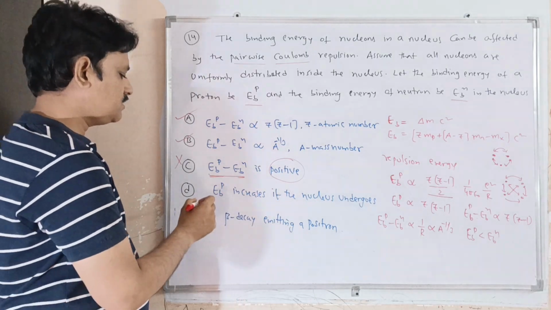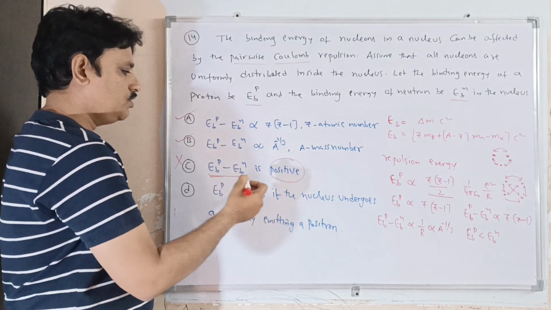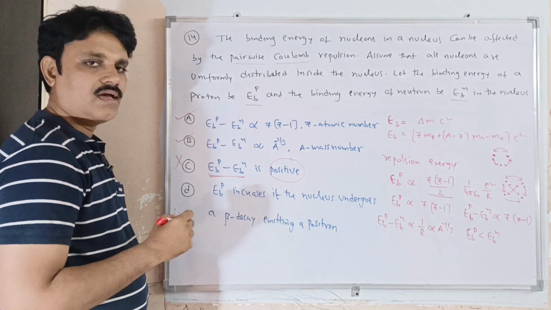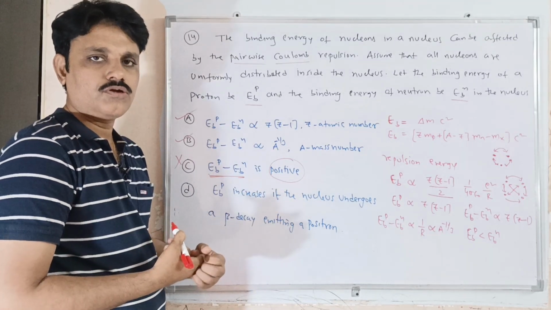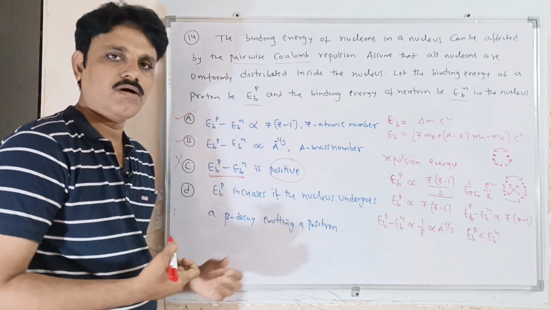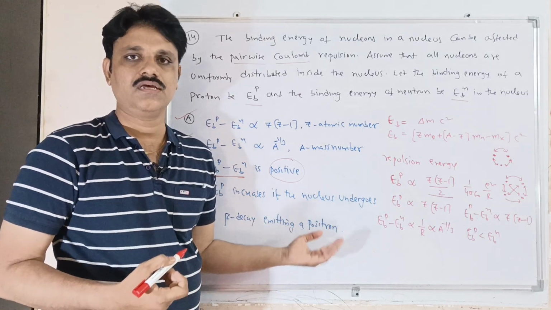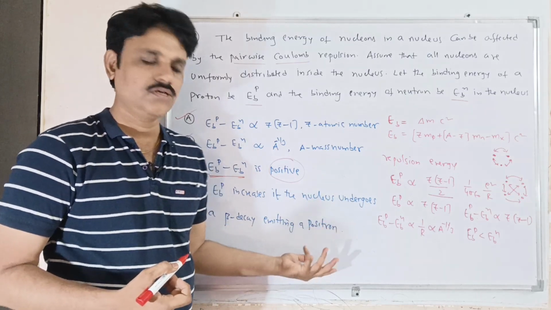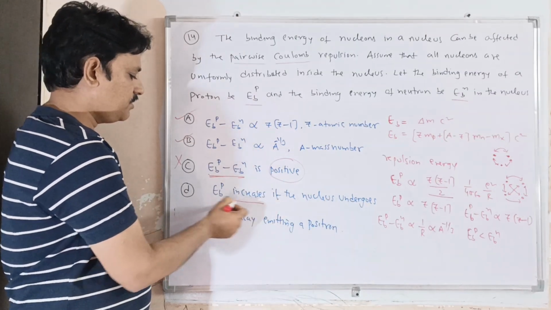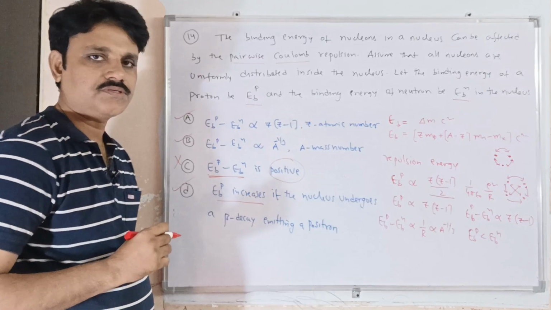And finally, the last point is EBP increases if the nucleus undergoes a beta decay emitting a positron. During this beta decay, the number of protons inside the nucleus decreases, which means the repulsive force decreases, so EBP increases. So this is the right option.